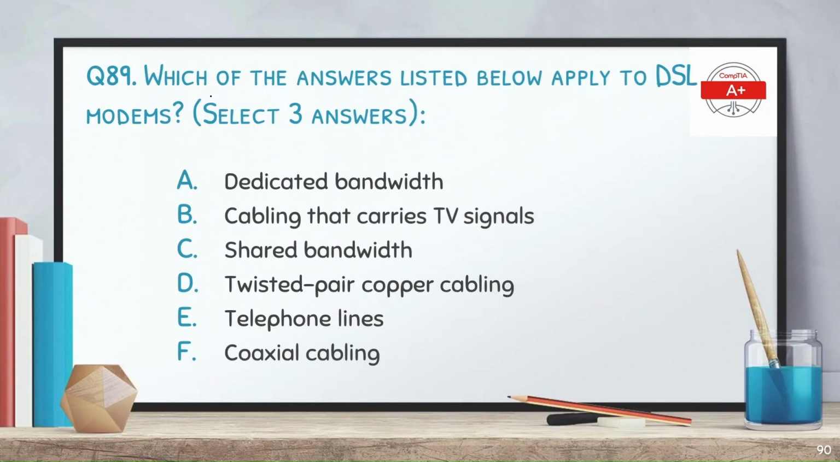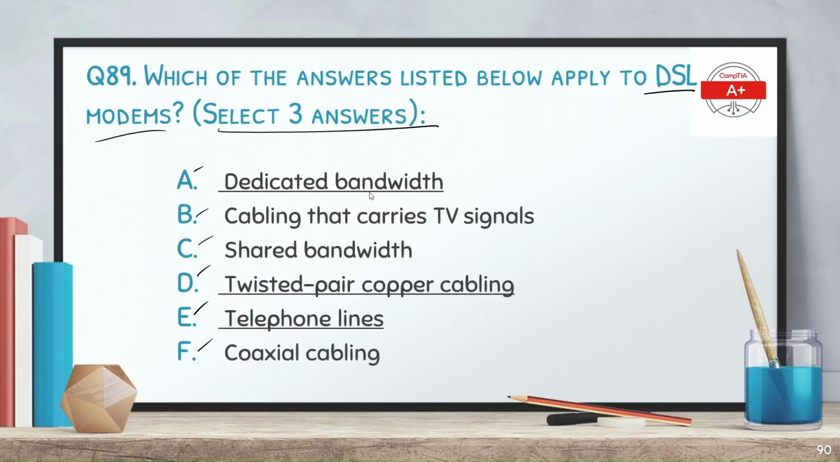Question number 89 is that which of the following answers listed below apply to DSL modems? We have to select 3 answers and the options are A, dedicated bandwidth, B, cabling that carries TV signal, C, shared bandwidth, D, twisted pair copper cabling, E, telephone lines, and F, coaxial cabling. The correct options are that the DSL modem has dedicated bandwidth, it uses twisted pair copper cabling, and it uses telephone lines.